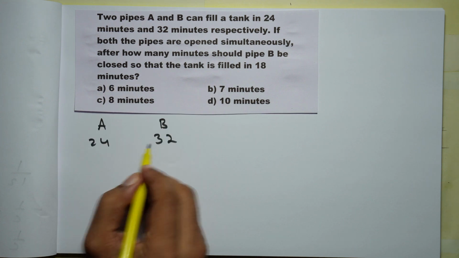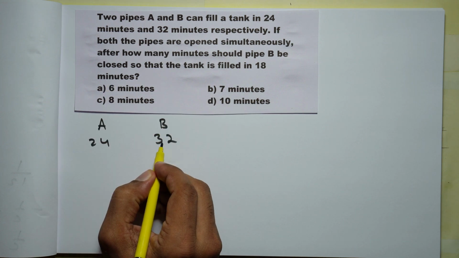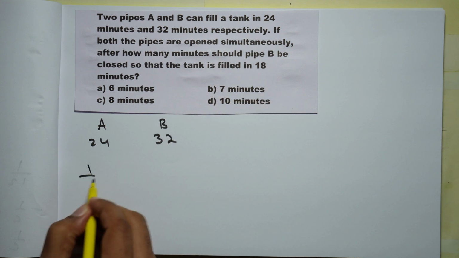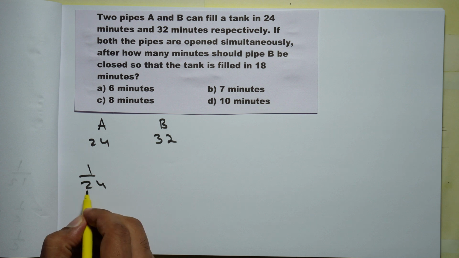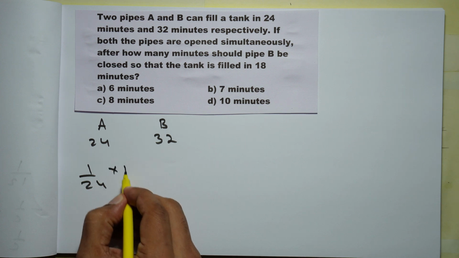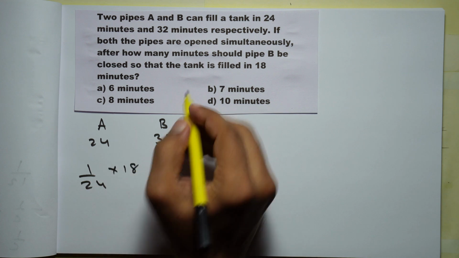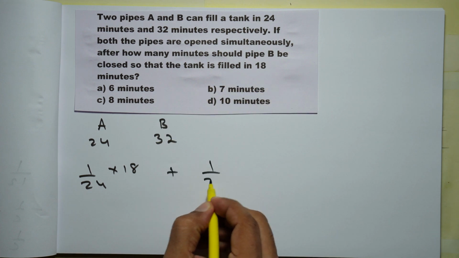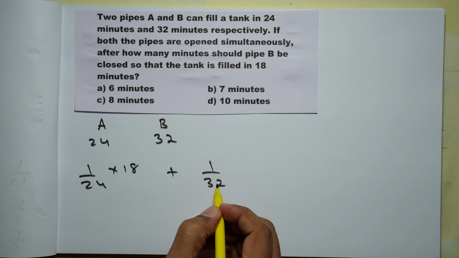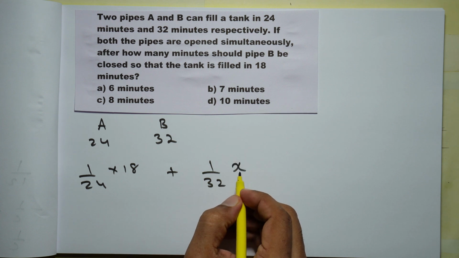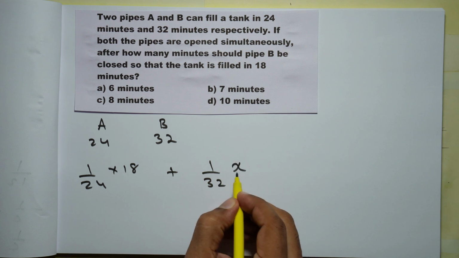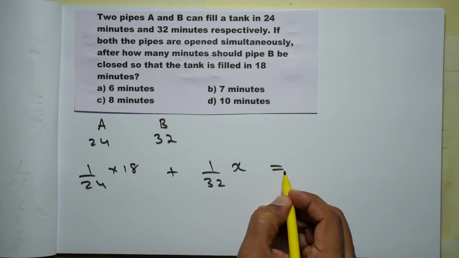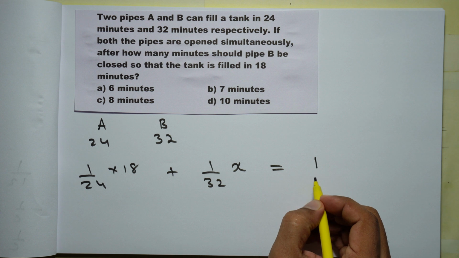So both A and B are opened simultaneously, and A works for the full 18 minutes. Every minute A will fill 1 by 24th of the tank, like that for the full 18 minutes. Now B is closed after, let us say, X minutes. Every minute B will fill 1 by 32 of the tank, like that for X minutes, and after X minutes B is closed. At the end of these 18 minutes, the whole tank will be filled, which can be considered as 1.